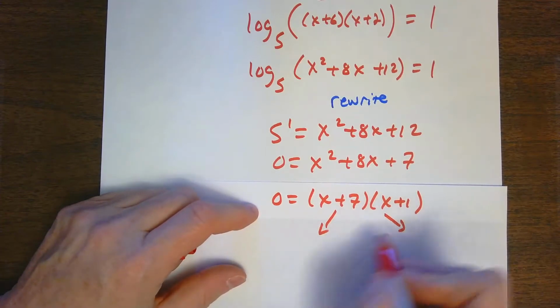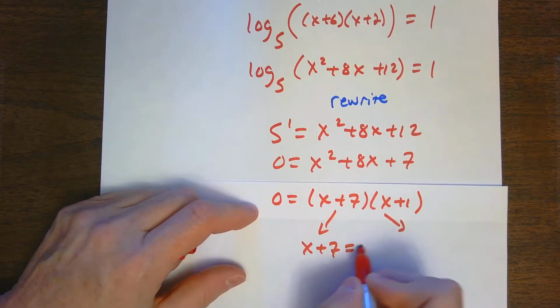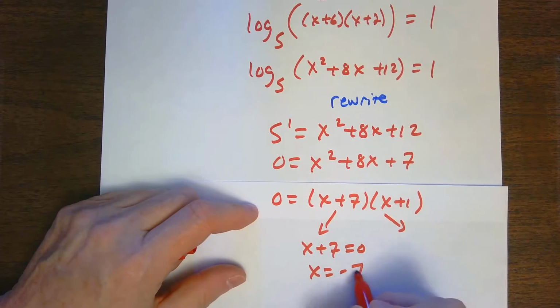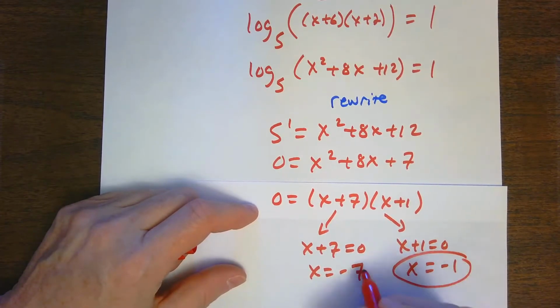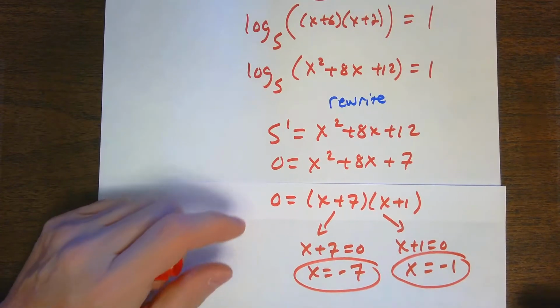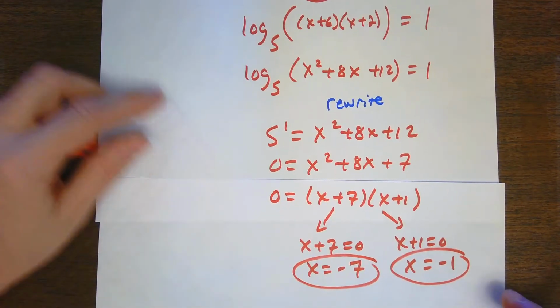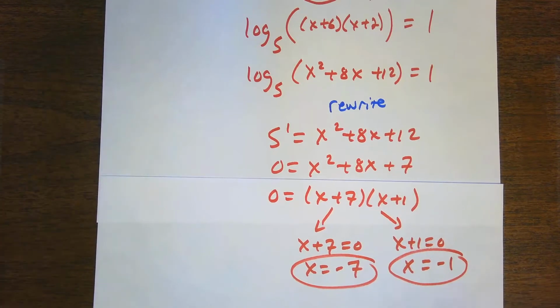Set each factor equal to 0. x plus 7 equals 0, x has to equal negative 7. x plus 1 equals 0, x has to equal negative 1. So I'm getting two solutions. But as we saw before, we really want to check these solutions. Am I allowed to have these solutions?